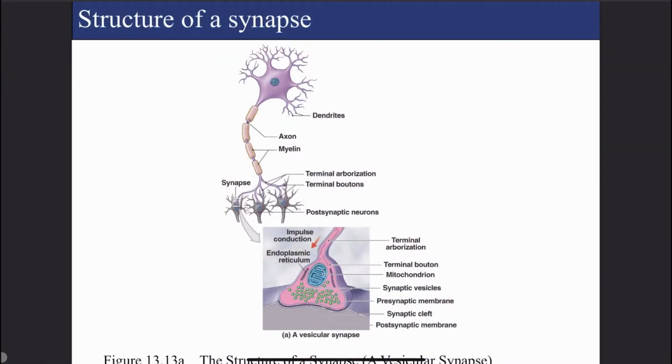So this is showing you an image of a presynaptic neuron right here. And its terminal boutons or axon terminals are communicating with postsynaptic neurons. An action potential will come down the axon and cause a change, which we'll discuss, in this synaptic terminal. And this area right here is considered the synaptic cleft.